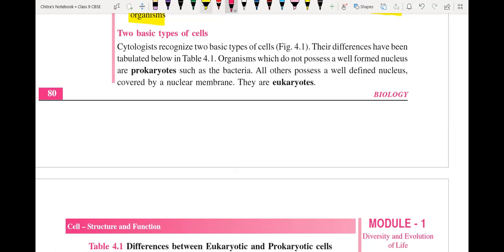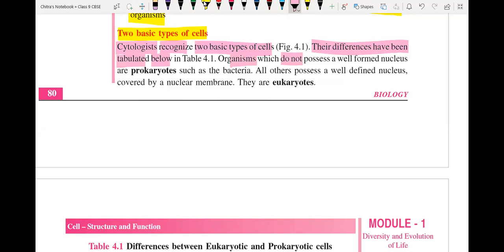Okay, let's discuss from the notes. There are two main types of the cell. Cytologists, meaning those people who study the cell in detail, recognize two basic types of cell. The differences have been tabulated below. In the table, we will discuss that.